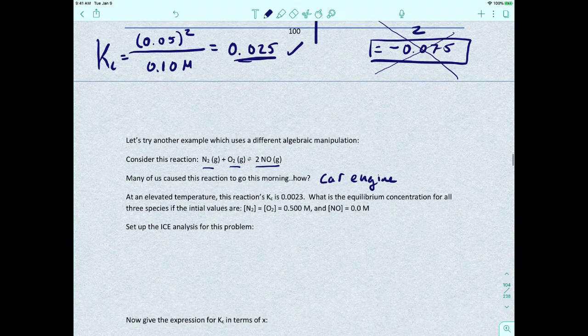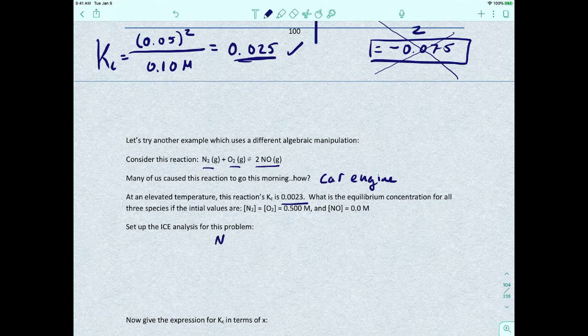Now, at an elevated temperature, the reaction's Kc is going to be 0.0023. What is the equilibrium concentration for all three species if your initial concentrations of N2 and O2 are equal to each other at 0.500 molar, and the concentration of NO is at 0? So we're going to set this up the same way. Let's set up the ICE table.